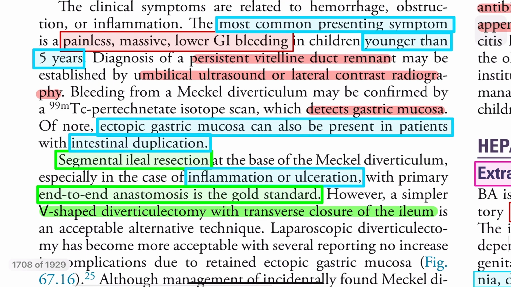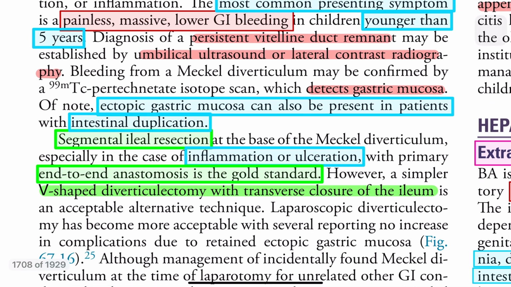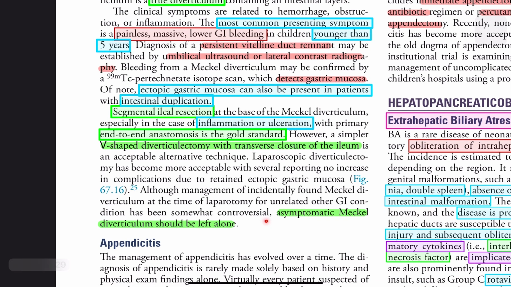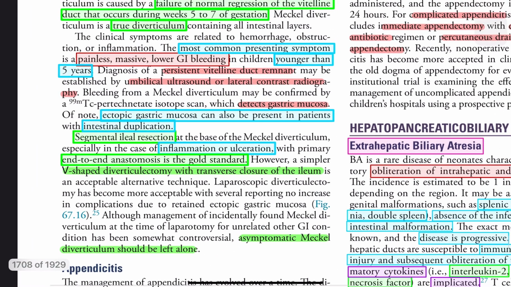Okay, so ectopic gastric mucosa can also be present in patients with intestinal duplication, one liner. So you have to do segmental ileal resection in bleeding, or if there is inflammation and ulceration. And you have to do end-to-end anastomosis. That is the gold standard. You can also do V-shaped diverticulectomy with transverse closure of the ileum. But you should remember this, at least segmental ileal resection with end-to-end anastomosis. Here it is written that asymptomatic Meckel's diverticulum should be left alone, but better you go by the first slide.